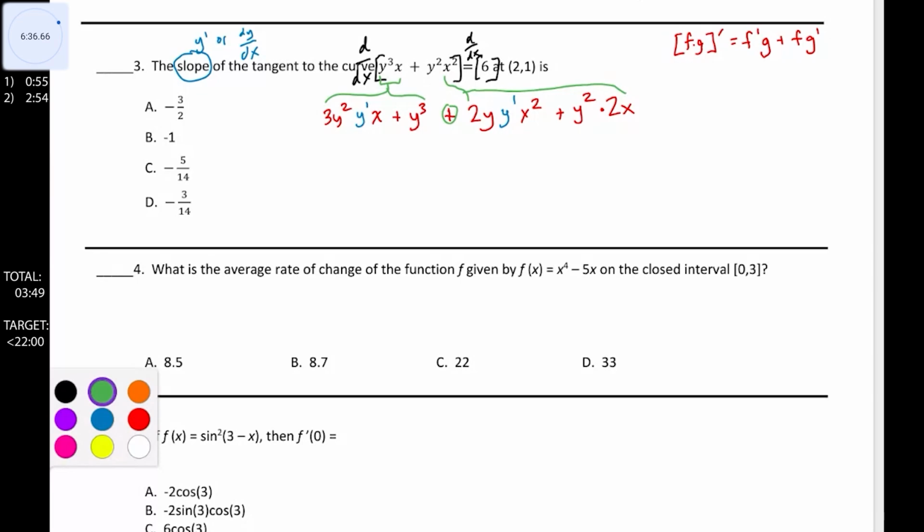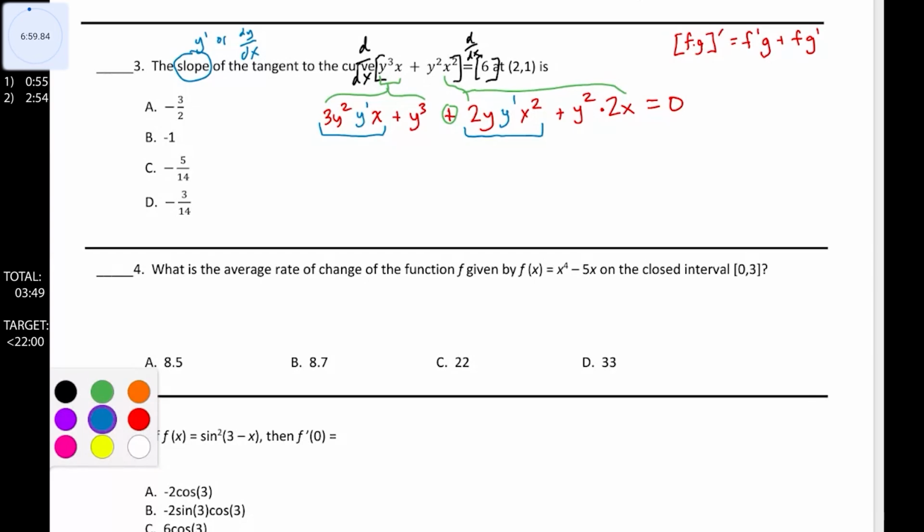Now the derivative of 6 with respect to x, really with respect to anything, the derivative of any constant is just 0. So we're going to set this equal to 0. Now what we're trying to do is solve for y prime here. So what we're going to do is take all the terms that have a y prime, which there are only 2 of them, this one and this one right here. I'm going to isolate those on the left-hand side of the equation and move all the other terms to the right-hand side.